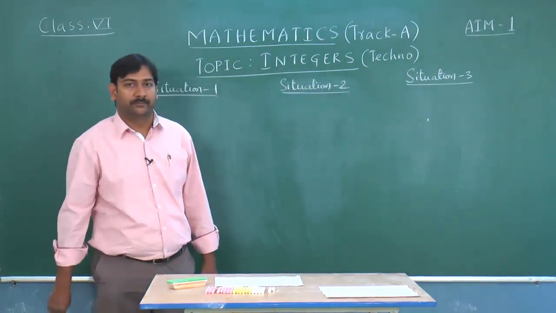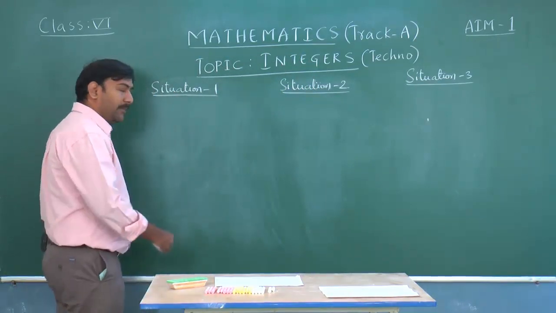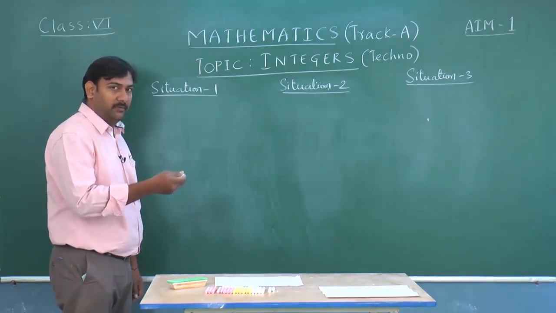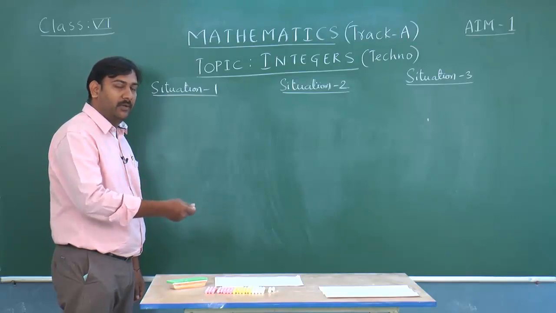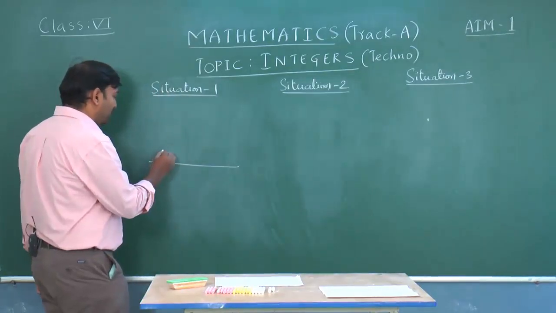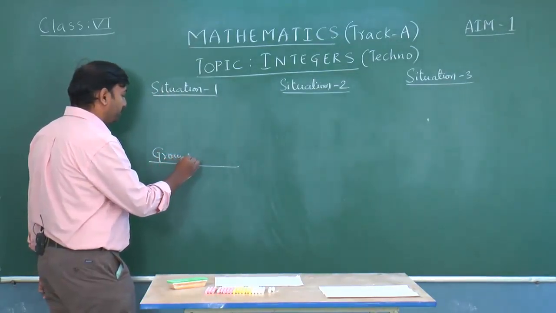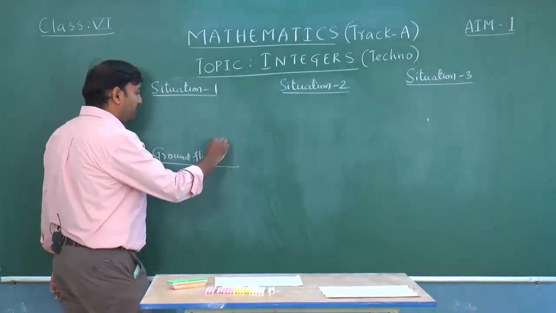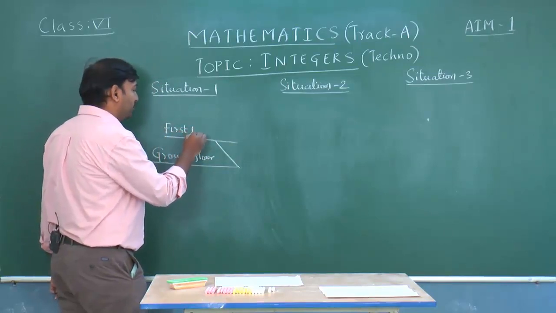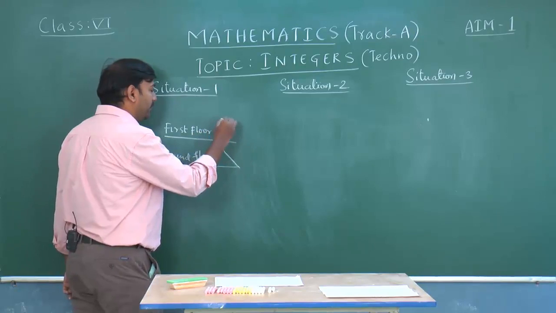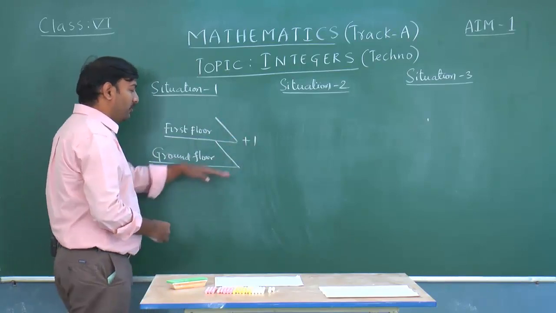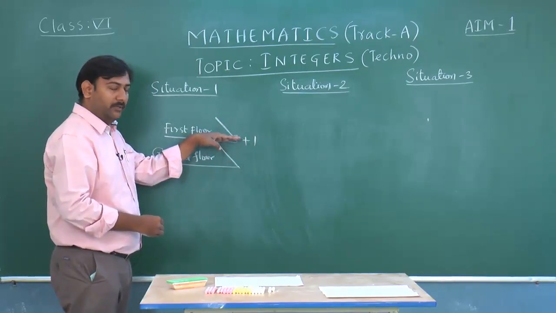Let's discuss situation number 1. In situation number 1, consider an apartment. In an apartment, normally we'll be having floors: first floor, second floor, third floor, fourth floor, or we'll have cellar 1, cellar 2. Let us discuss a situation where we have the ground floor. Suppose a person is moving to the first floor. The first floor is indicated by +1, because that floor is one floor above the ground level.